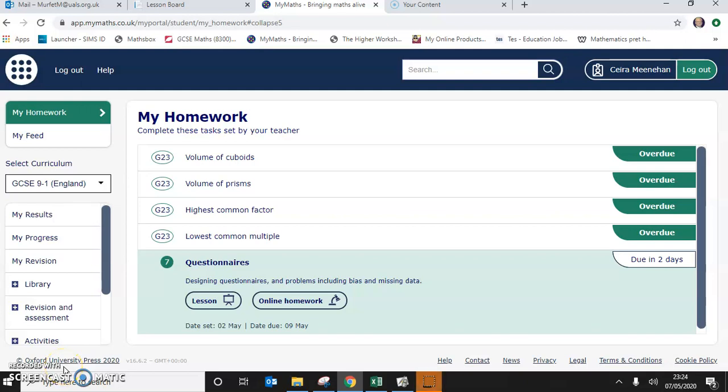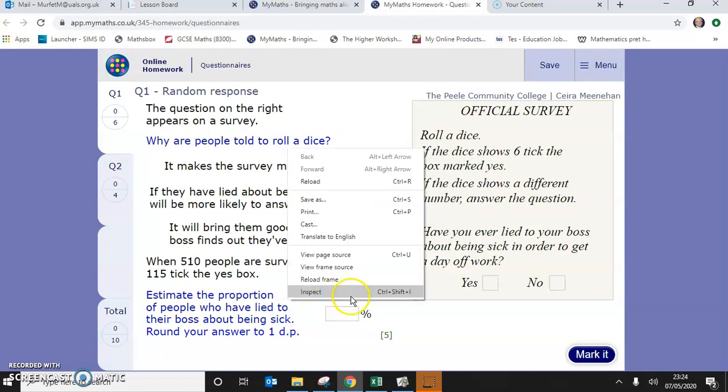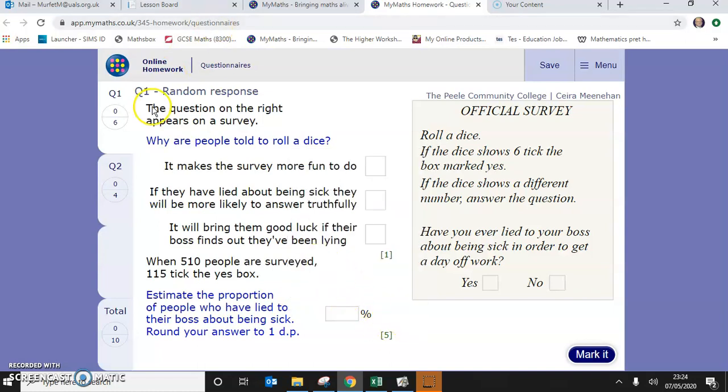Okay, so we're on to the last piece of homework in that sense, which is questionnaires. Now again, I've worked through the lesson, so you should have hopefully seen the YouTube video that goes with the lesson content. Okay, and the online homework is just part of that particular lesson.